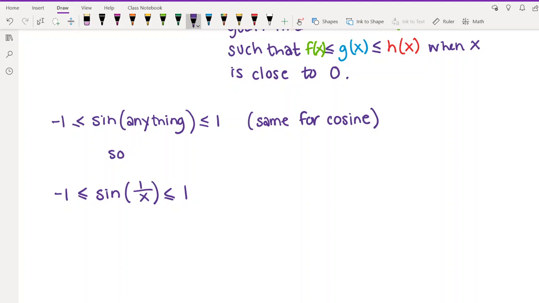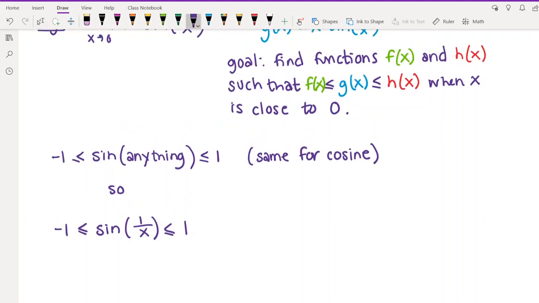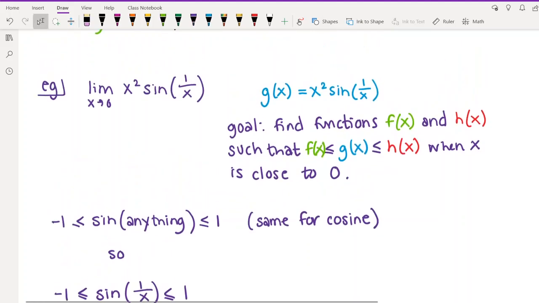So we're not quite there yet, right? Because that's not what we want. We don't want to figure out what sine of 1 over x is between. We need to figure out what x squared times sine of 1 over x is in between.